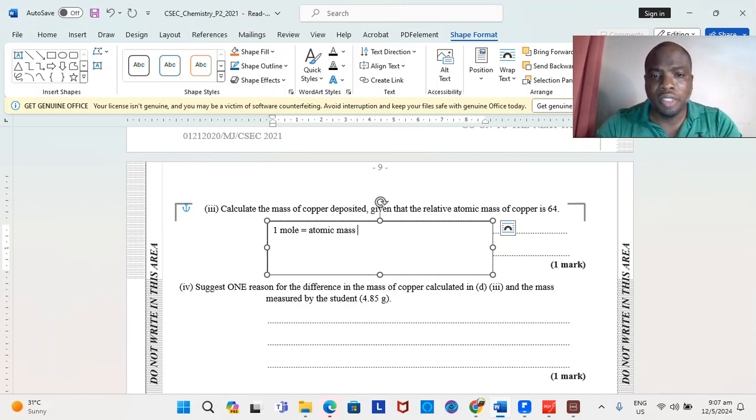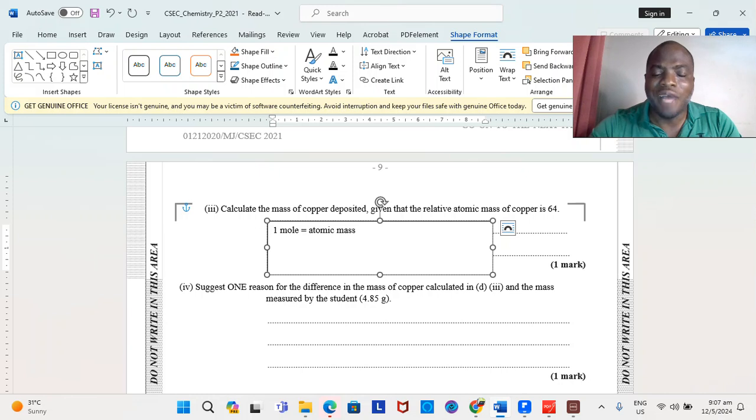And so students sometimes ask me, how do I know when to use atomic mass, when to use formula mass, when to use molecular mass? It's based on the item or the substance you're dealing with. Now for covalent compounds, so we know that oxygen gas, hydrogen gas, those are covalent compounds, we will use the term molecular, right? Because they're made up of molecules.